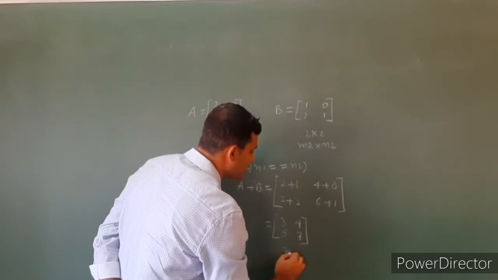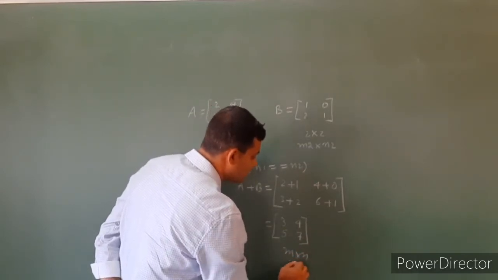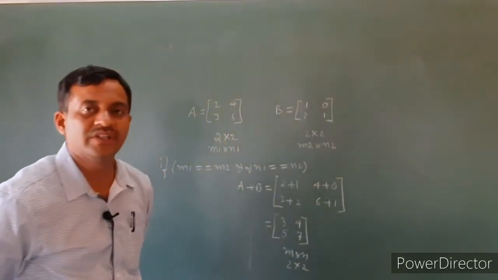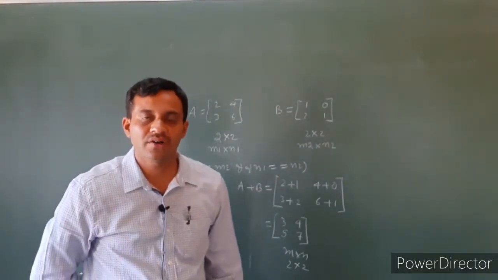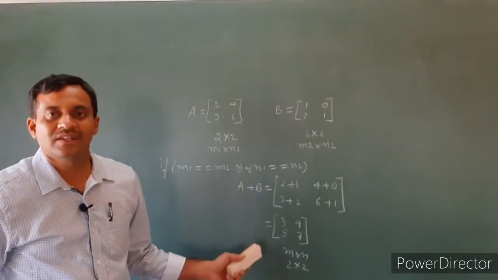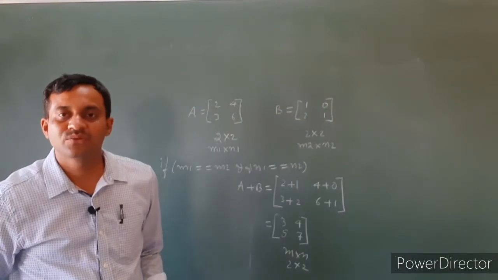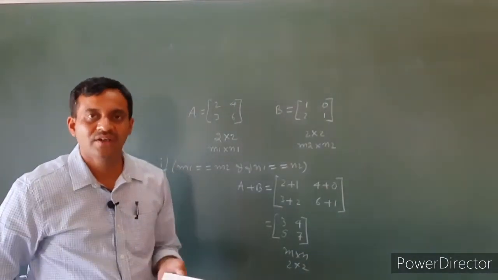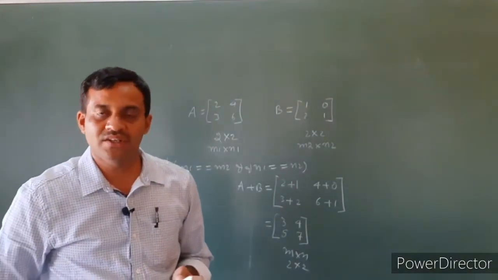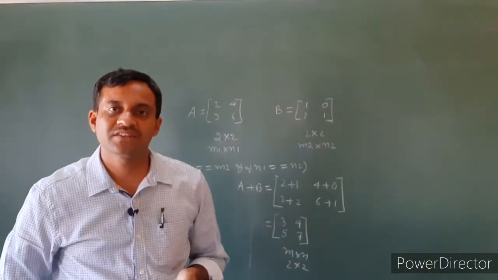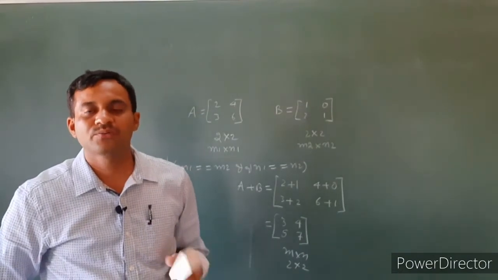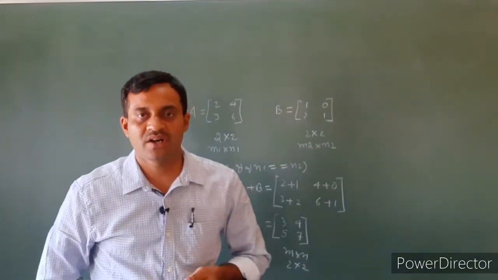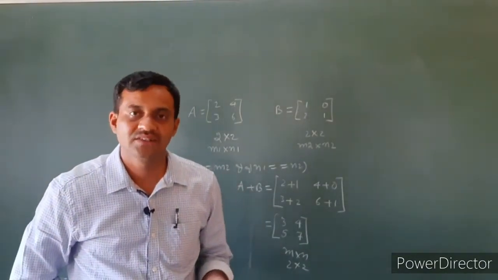The result is also of order M cross N, here it is 2 cross 2. The result is of the same order. This is the condition for addition of two compatible matrices. The rules are, first we have to verify the compatibility. The basic condition for addition of two matrices is that the order of both matrices is the same.